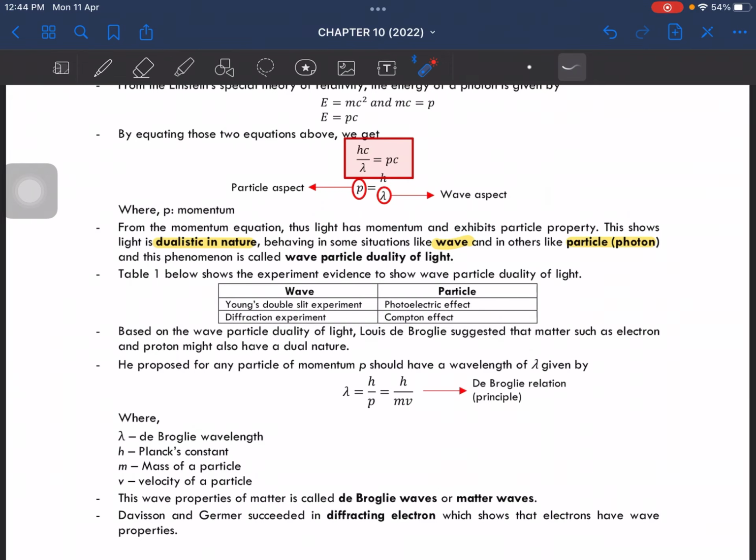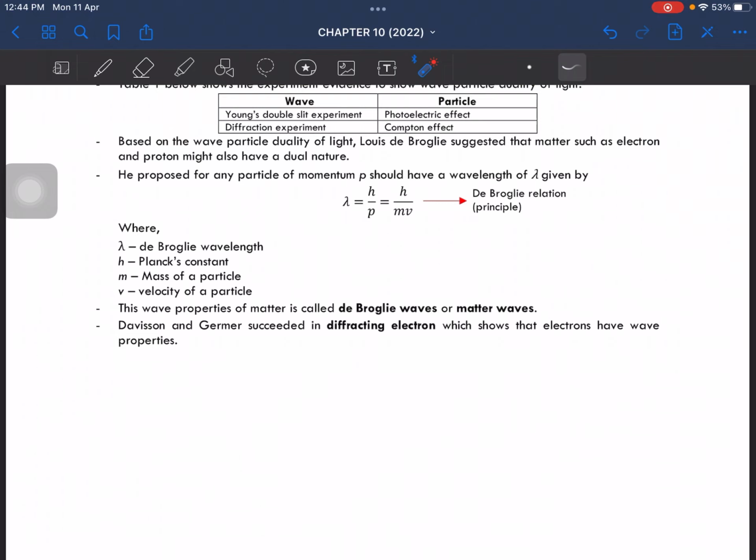Okay, so based on the wave-particle duality of light, Louis de Broglie suggested that matter, such as electrons and protons, might also have a dual nature. So he proposed that any particle with momentum P should have a wavelength lambda, given by this equation here. What changes is just that P is equal to mv. So this is the de Broglie relation. m is the mass of the particle, v is the velocity, and h is the Planck constant. This wave property of matter is known as de Broglie waves or matter waves.